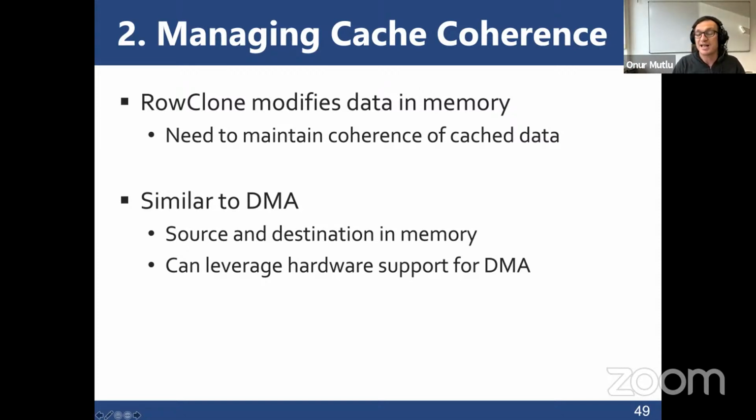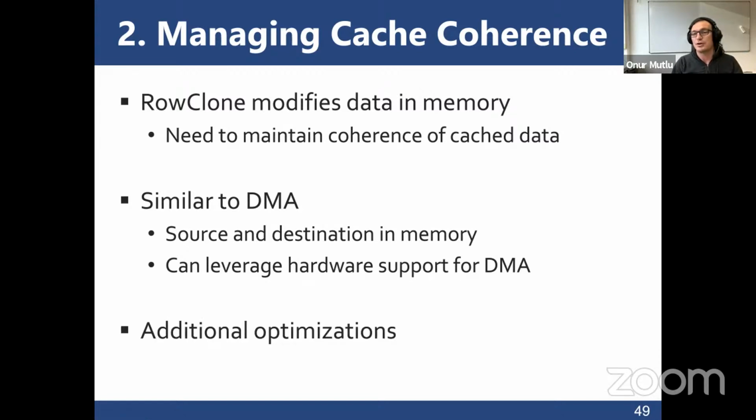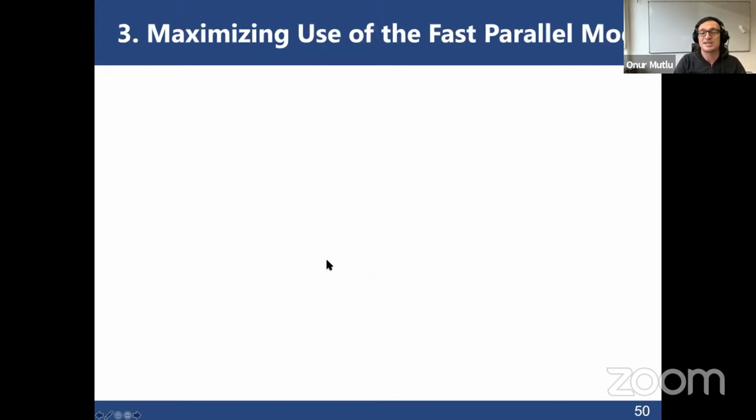Later works have proposed mechanisms for in-memory computation cache coherence that this paper also can take advantage of, but I'm not going to go through that. This paper was one of the earliest ones to realize that you could actually use DMA for this. And there are additional optimizations that the paper provides that I'm not going to talk about also.